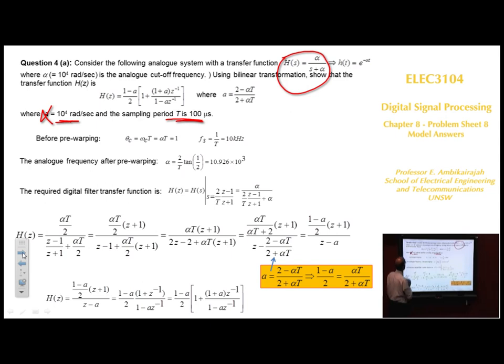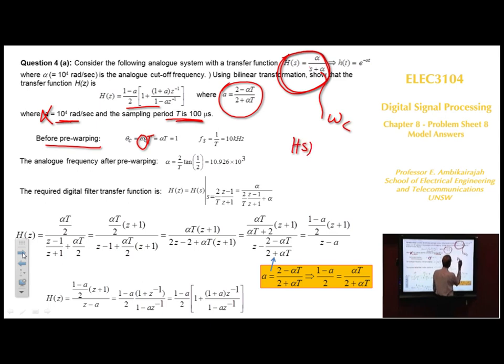show that the transfer function H(z). So starting with the analog filter, we have to show the transfer function is the one after doing bilinear transformation, where a is given by (2 minus alpha T) over (2 plus alpha T). So let's start with that. Before pre-warping, without doing any pre-warping, we say cutoff frequency times T is our thing. Cutoff frequency here is that omega c.